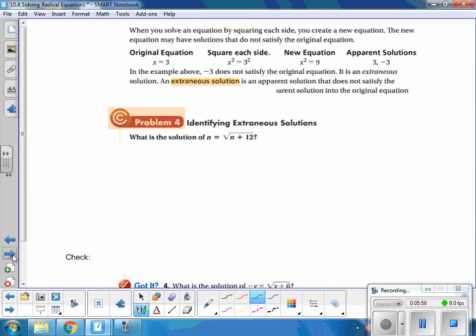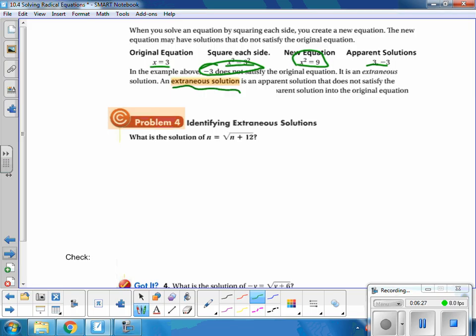Okay, when you solve an equation, now this is where the extraneous stuff comes up. Sometimes your answer doesn't work. Like in this, if your original equation is x equals 3, if you square each side, x squared equals 3 squared, your new equation is x squared equals 9. So the apparent solution is 3 or negative 3, but negative 3 does not satisfy the original equation, and we'd call it an extraneous solution.